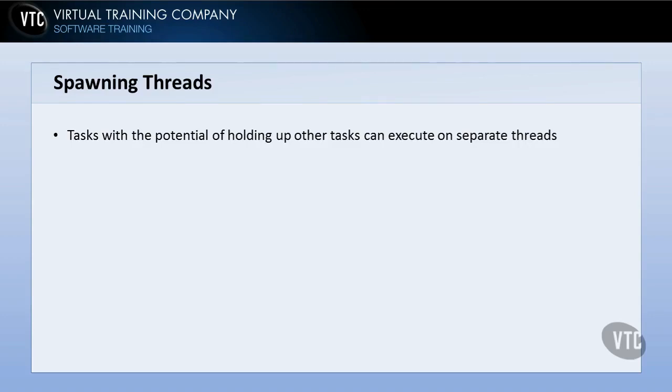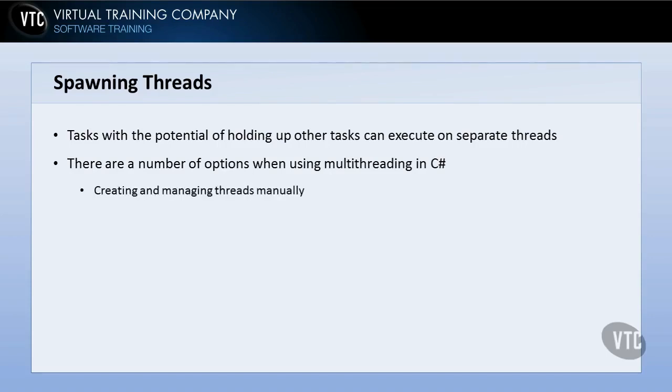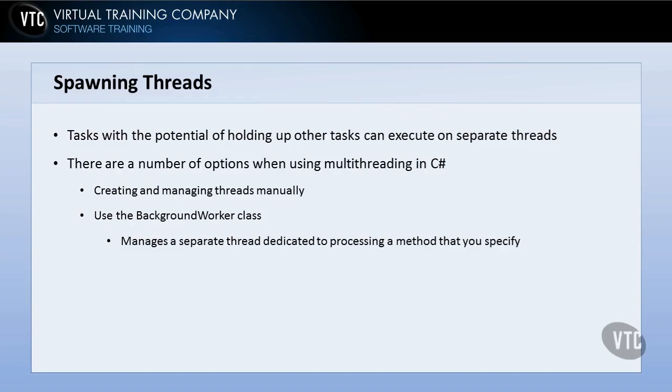Now, tasks with the potential of holding up other tasks can be made to execute on separate threads. There are a number of options when you're using multi-threading in C#, and Microsoft has some really cool new things out there. First of all, the most difficult, you can create and manage your threads manually. That's what we're going to do in just a second. But the easy way, there's also the background worker class, and this manages a separate thread dedicated to processing a method that you specify. Then there's the task parallel library, and then there's something called async and await, which we're going to talk about and show you a little bit later on.